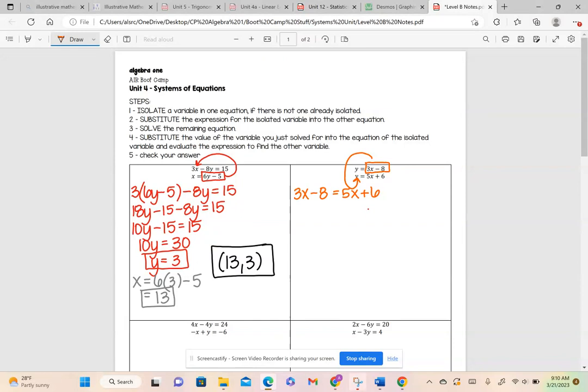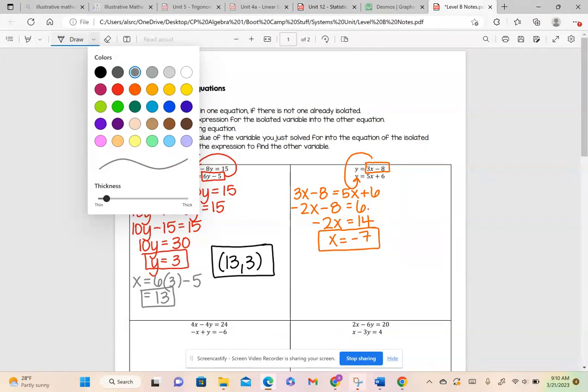No like terms on either side, so I'm going to subtract the 5x. I have negative 2x minus 8 equals 6. Add the 8, so negative 2x equals 14. Divide by negative 2. X is negative 7. So there's part of it.